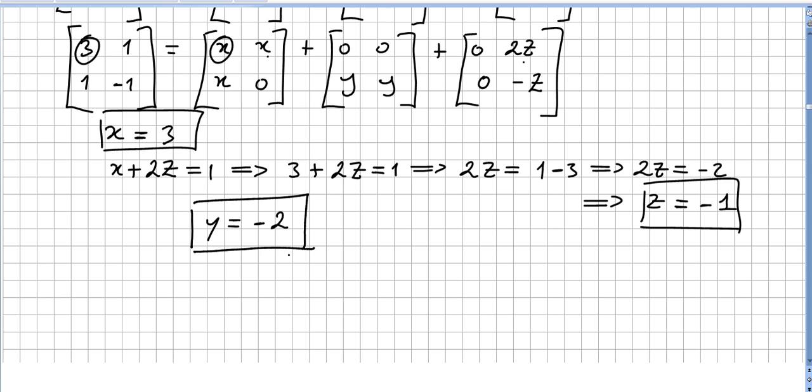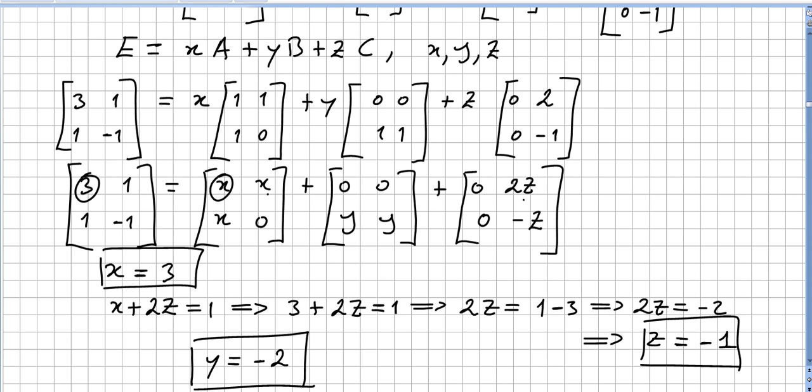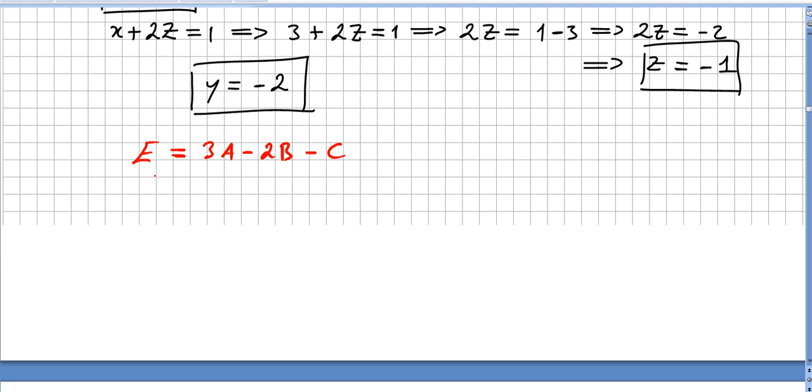Okay, so we can write matrix E as a linear combination. So x will be 3, y will be minus 2 and z will be minus 1, right? So E is a linear combination of 3A minus 2B minus C.